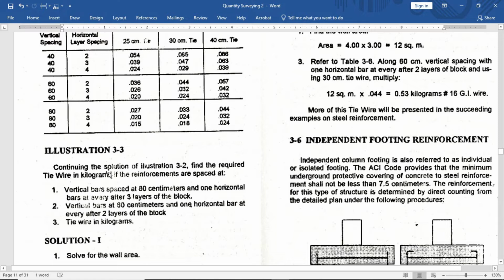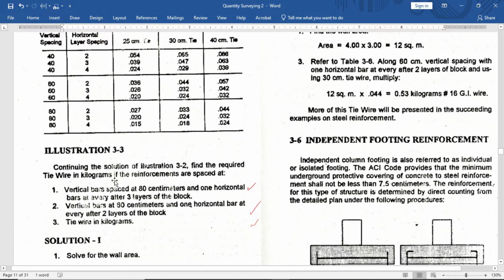So, continuing the solution of illustration 3-2, find the required tie wire in kilograms if the reinforcement are spaced at: ito yun. Meron tayong vertical bar spaced at 3 centimeters and 1 horizontal bars at every 3 layers. Ito yung condition natin. Tapos, meron pa tayong condition isa. Vertical bars at 60 centimeters and 1 horizontal bar at every 2 layers. So, tie wire in kilograms.